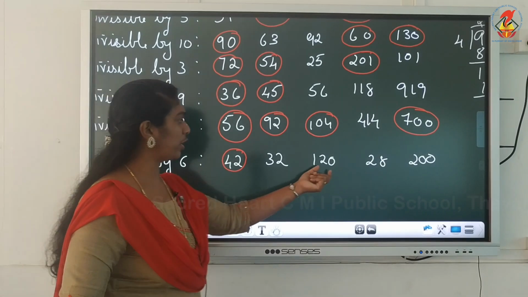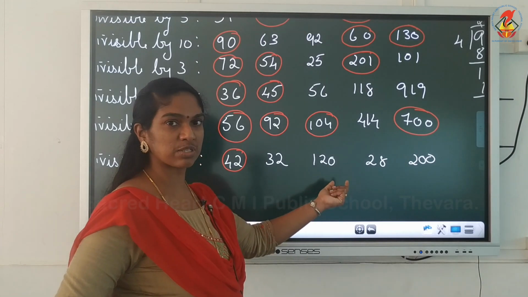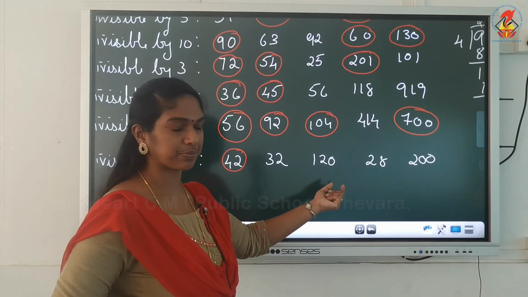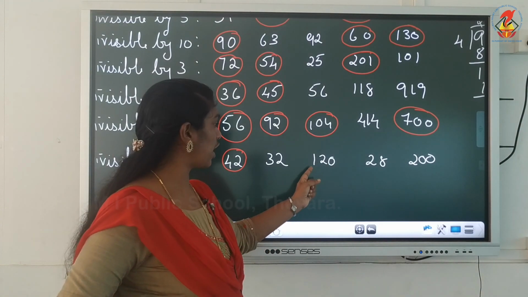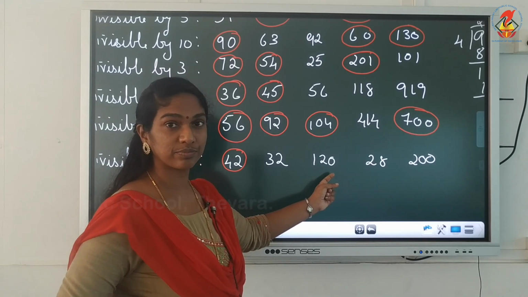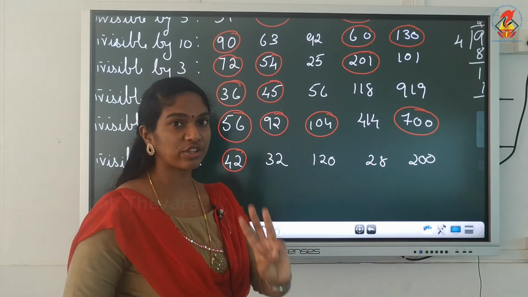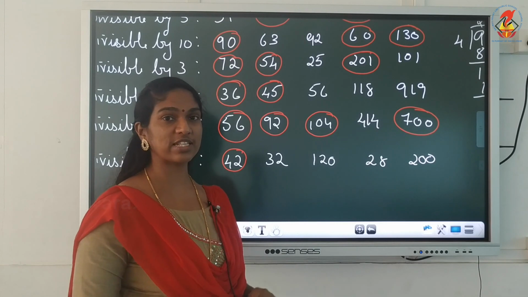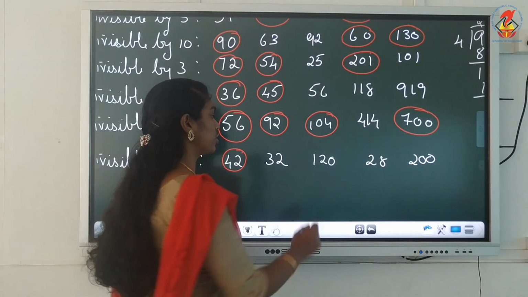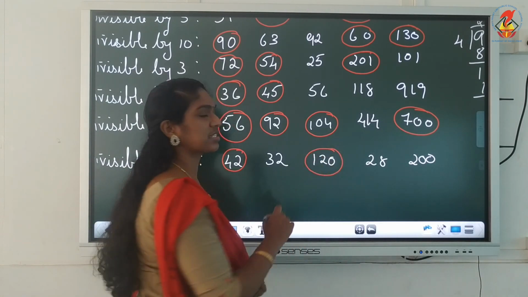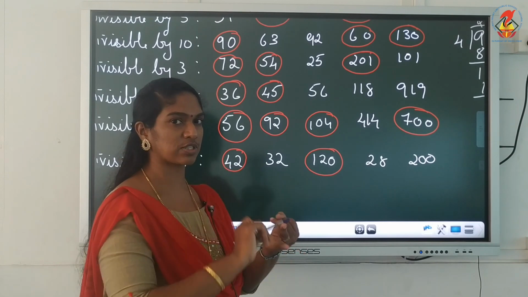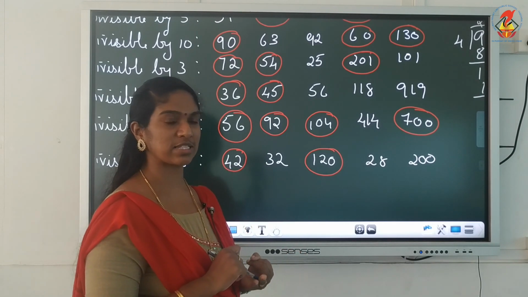Is 32 coming in 6's table? No. Now take 120. 120 is divisible by 2, right? It's an even number. Now check for 3. 1 plus 2, you are getting 3. When you add the digits, you are getting 3. 3 is there in 3's table. So we can say 120 is divisible by 3. So it is also divisible by 6. It is divisible by 2. It is divisible by 3. So it is divisible by 6.